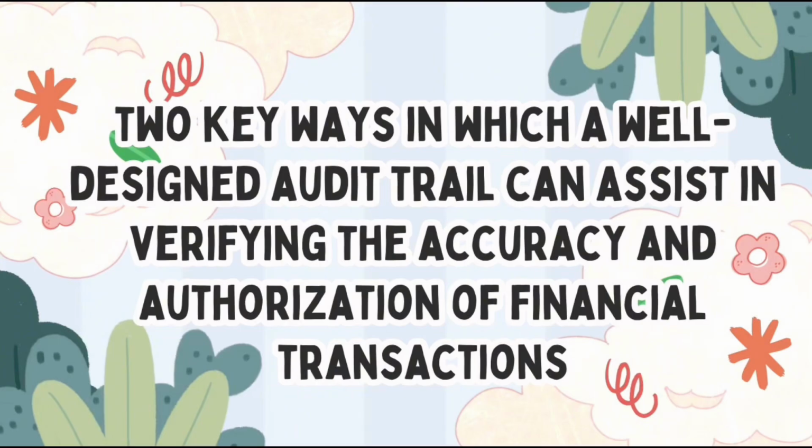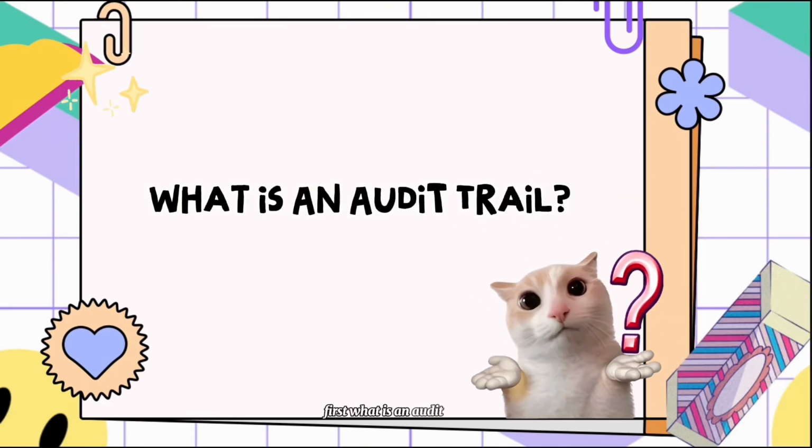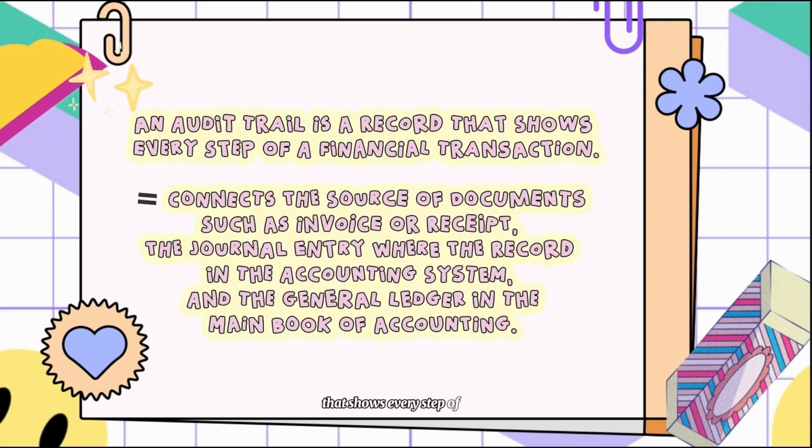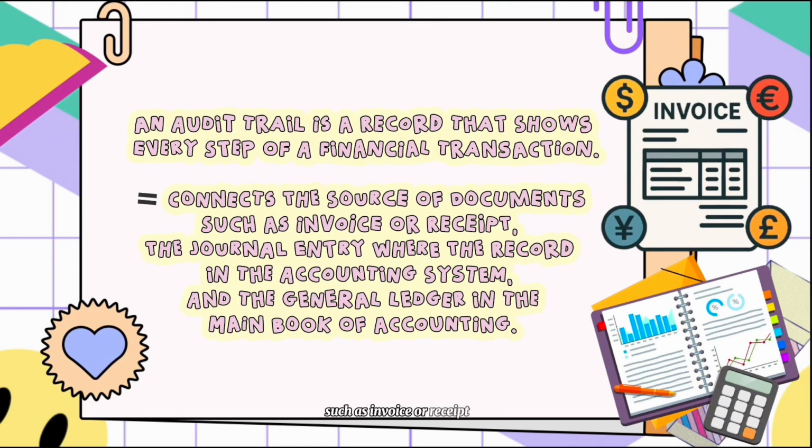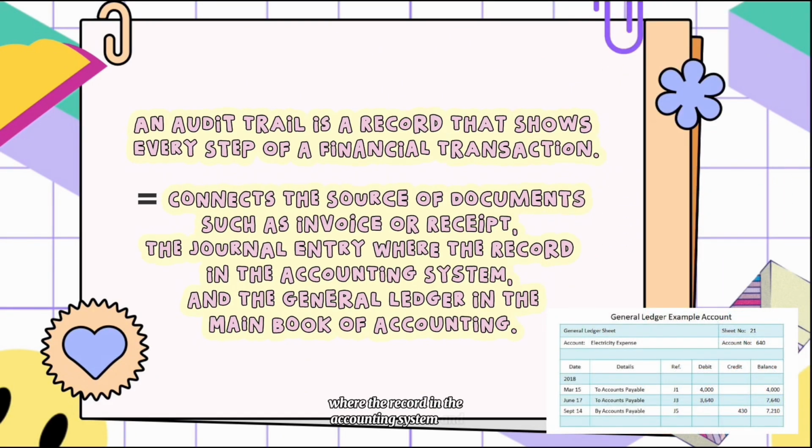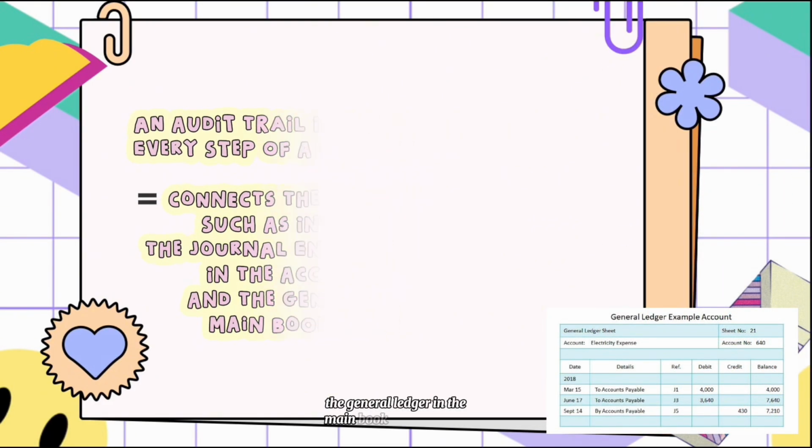Now, I will be explaining the two key ways in which a well-designed audit trail can assist in verifying the accuracy and authorization of financial transactions. First, what is an audit trail? An audit trail is a record that shows every step of a financial transaction. It connects the source document, such as an invoice or receipt, the journal entry where it is recorded in the accounting system, and the general ledger, which is the main book of accounts.